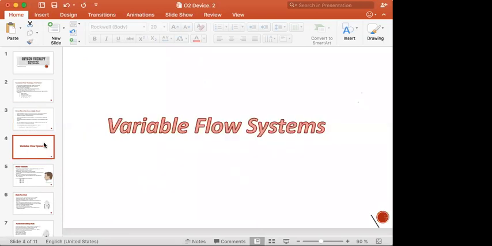Okay, variable flow systems. It's variable because the patient is taking breaths from the room air and from the oxygen device. So the FiO2 is only an estimate, it is not accurate.